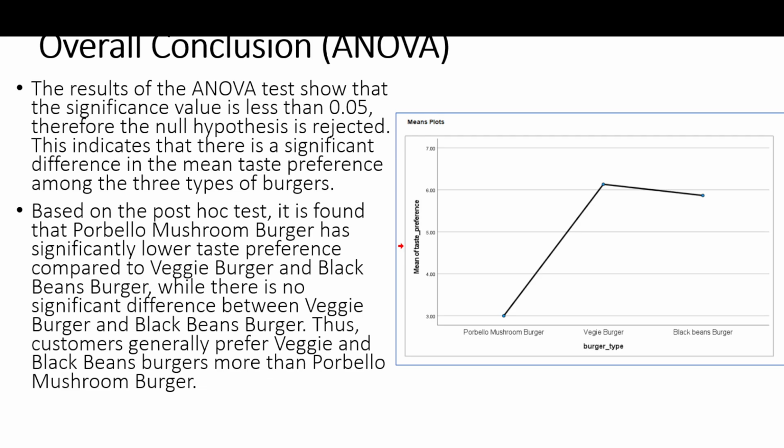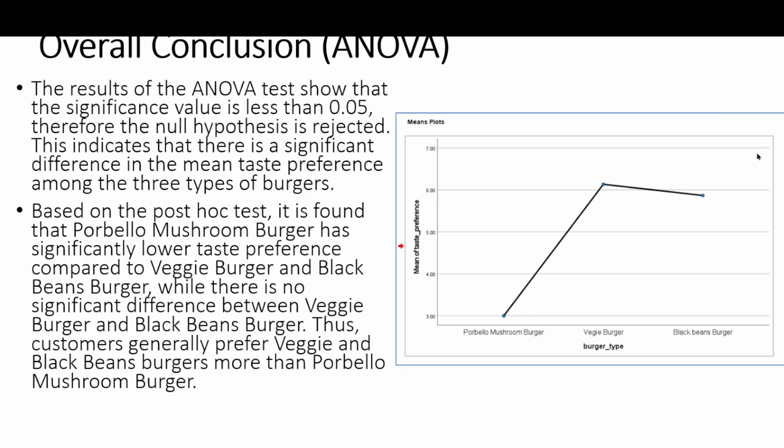Now, if we find the overall conclusion of this ANOVA result, we can see that the ANOVA test shows that the significance value is less than 0.05. Therefore, the null hypothesis is rejected. This indicates that there is a significant difference in the mean taste preference among the three types of burgers. And based on the post-hoc test, it is found that the Portobello mushroom burger has a significantly lower taste preference compared to the veg burger and black beans burger, while there is no significant difference between veg burger and black beans burger. Thus, customers generally prefer veg and black beans burger more than Portobello mushroom burger.